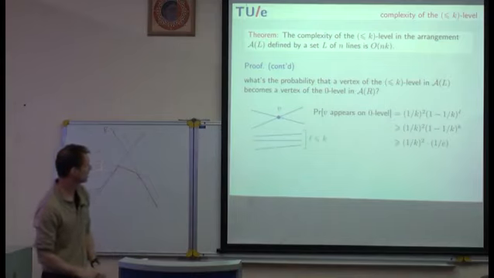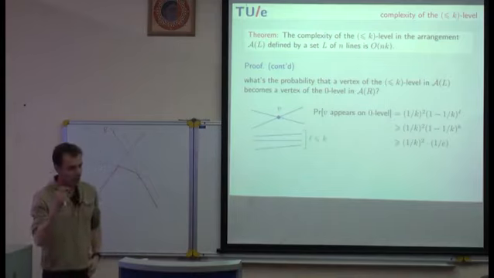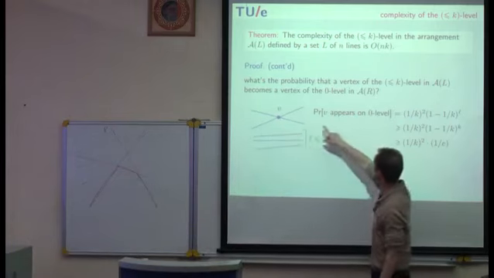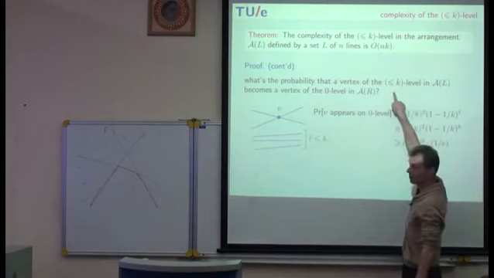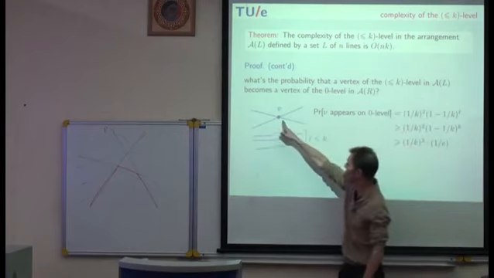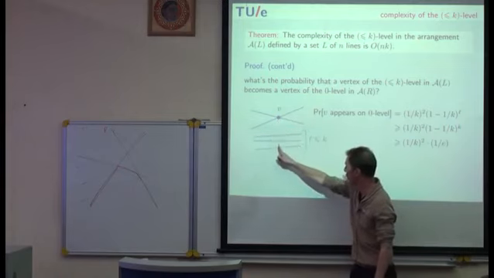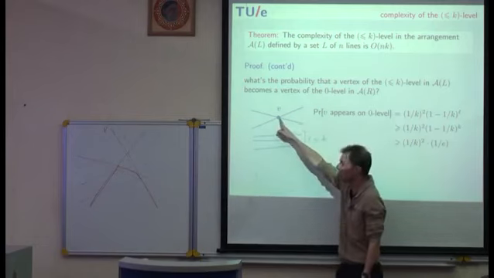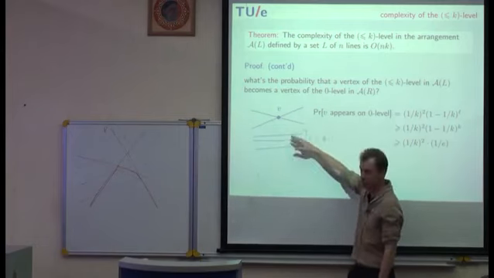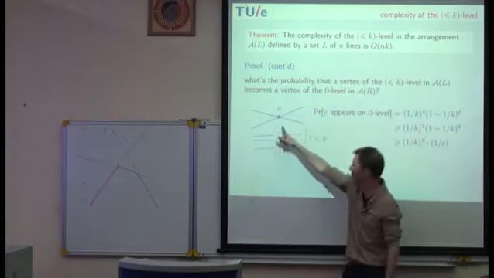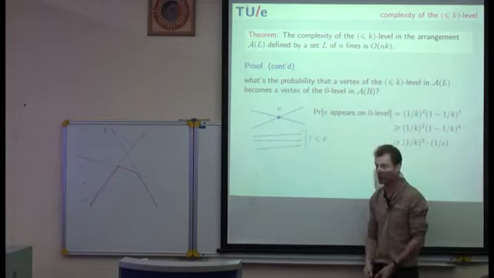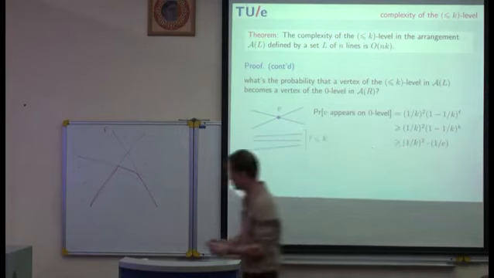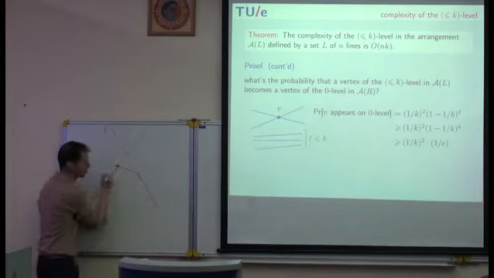So let's see how this works. Look at a vertex which is in my at most k level. Okay, so what does it mean? I have a vertex and the number of lines below it is at most k. If it would be exactly at the k level, it would be exactly k, but I'm looking at the at most k level. So here I have L lines, at most k. So what's the probability that this vertex now becomes a vertex of my 0 level?